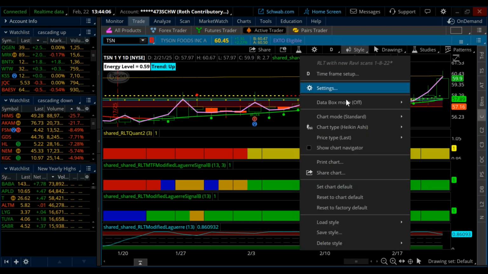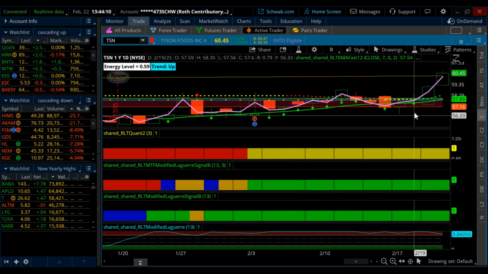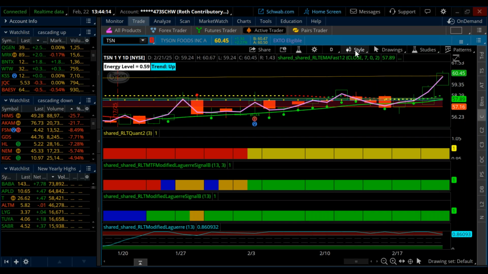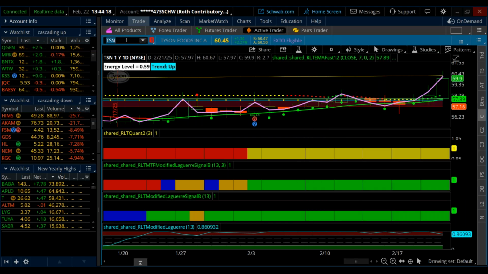If I switch over to the style, this is on Heiken Ashi right now. If I switch back to regular candlesticks, this is what it looks like. All right. So if I was looking on the Heiken Ashi, I would be fine with going long this one for TSN.